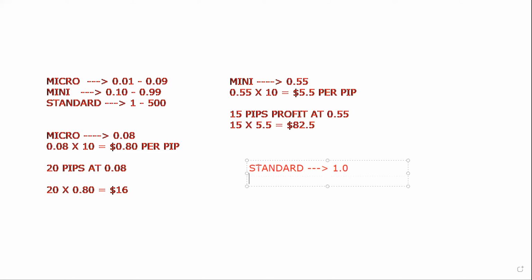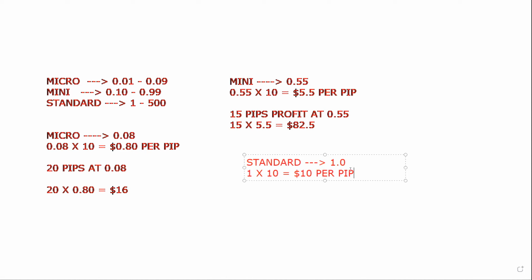What does this mean in monetary terms? What's the implication of using a 1.0 standard lot? So multiply by 10, right? So that is 1 times 10. That will give you 10, right? That is $10 per pip. That means every pip is worth $10 to you. That's the implication of using a standard lot.